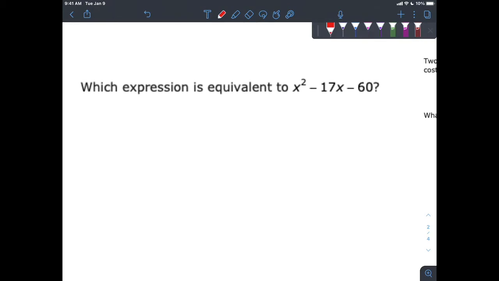So first thing I'm going to do is multiply a times c. I need two numbers that will multiply together to give me that. However, they need to add together to give me -17. I imagine that this is one negative, one positive. So I'll say -1, positive 60. No. So -2, positive 30. No. -3, positive 20. That's positive 17.